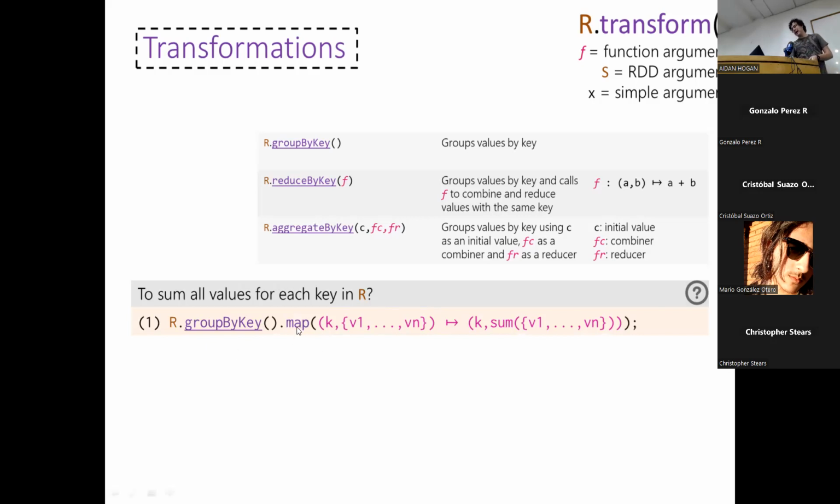So then we apply a map so that for every key and group of values, we apply some function. In this case we take K and all of its values, and we output K and the sum of all of its values. So this is group by key. We can always do it this way: we can group by key, and then we define our own function over each group using a map. Reduce by key groups by key and then applies this function over all the values.